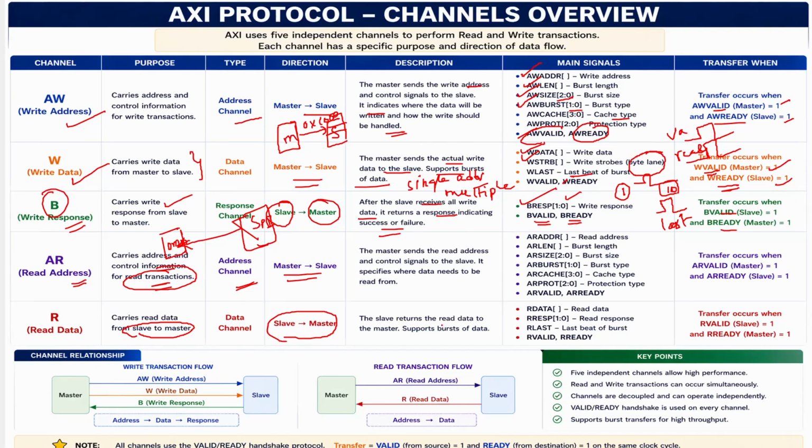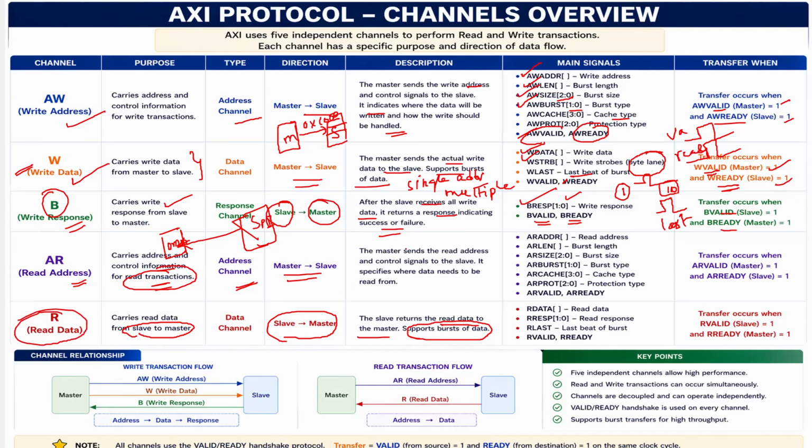The slave returns the read data to the master and supports burst data transfer, because the AW address channel also supports burst transactions. The AR read data channel and the W channel, that means the write data channel, also support burst transactions, and the read data channel also supports burst transactions.